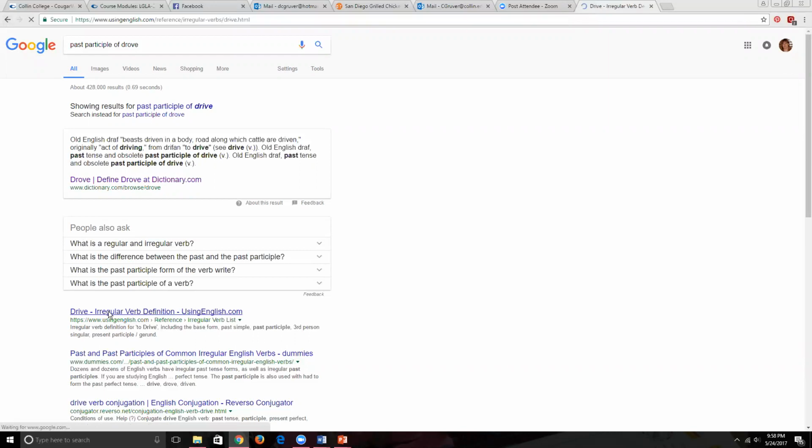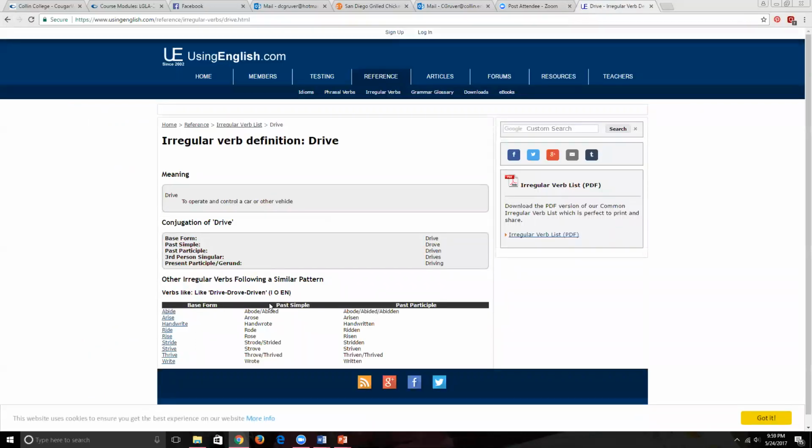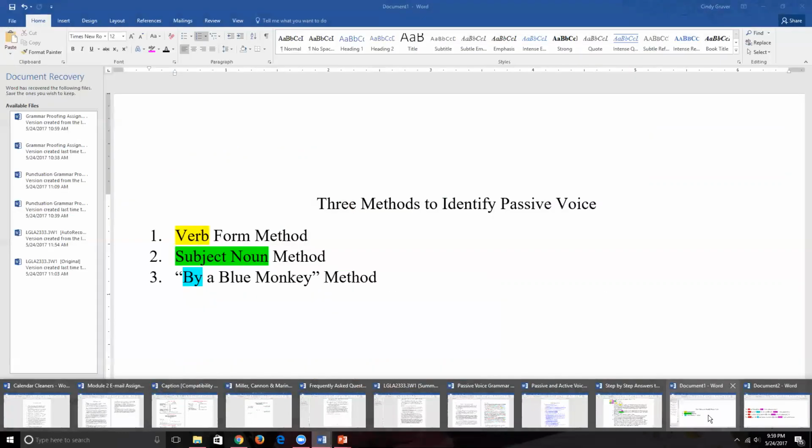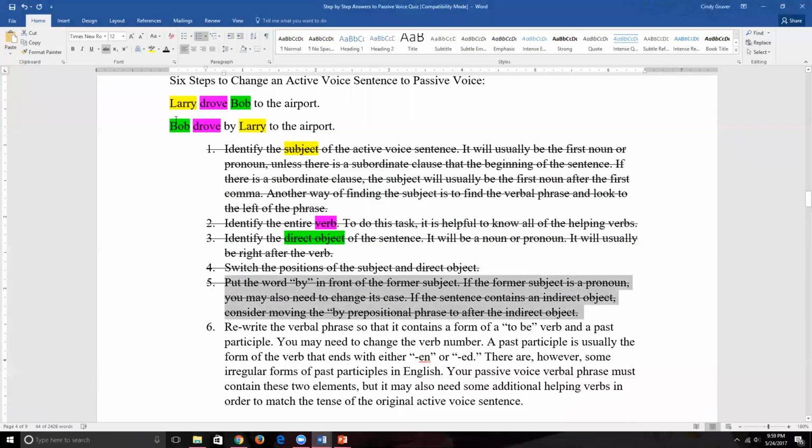Irregular verb definition. Let's see if it's going to give us here. Here we go. So we can look here. Past participle is driven. Okay, so we're going to go back to our word here, and so we are going to switch drove to driven.